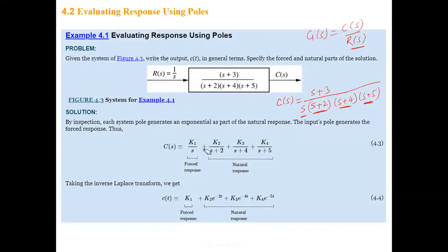So if you take the inverse Laplace transform, what do you get here? You get c(t), and this guy is K1. Then 1 over S is 1. Then K2: what is the inverse Laplace transform of 1 over S plus 2? E to the negative 2t. Then what is the inverse Laplace transform of 1 over S plus 4? And of this guy? Again this. So then you have K1, K2, K3, K4.